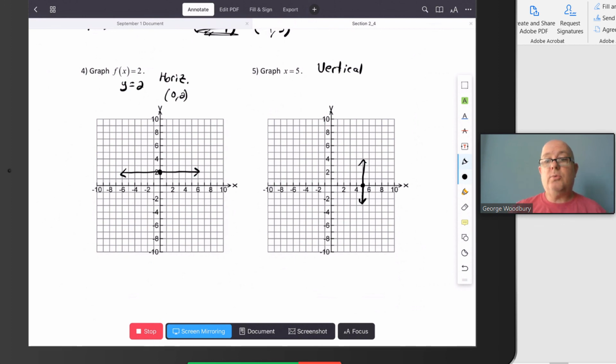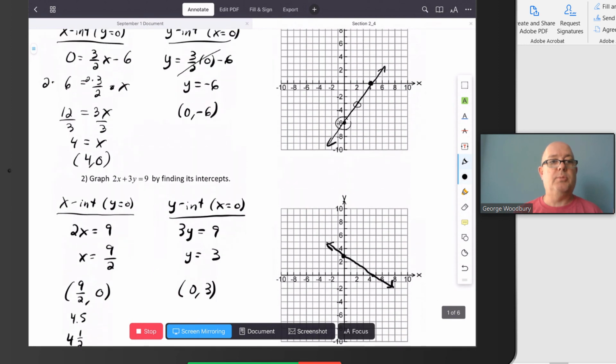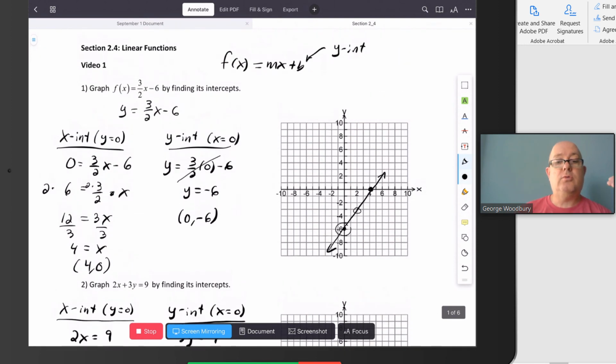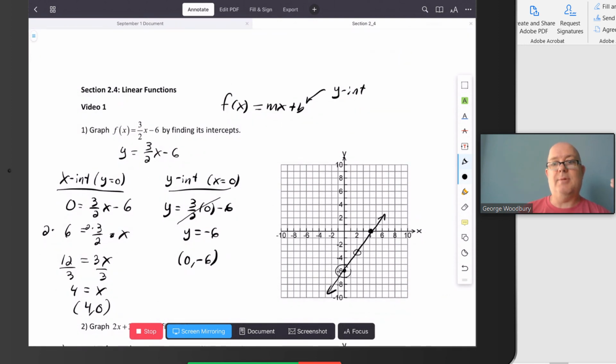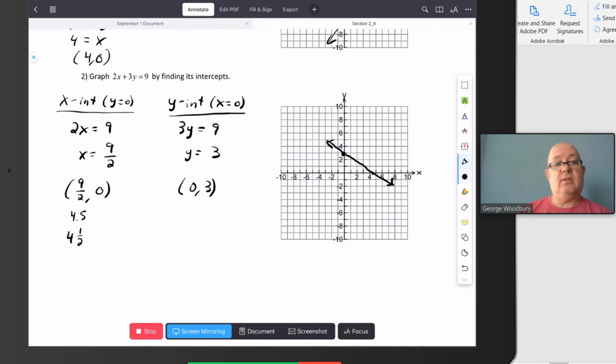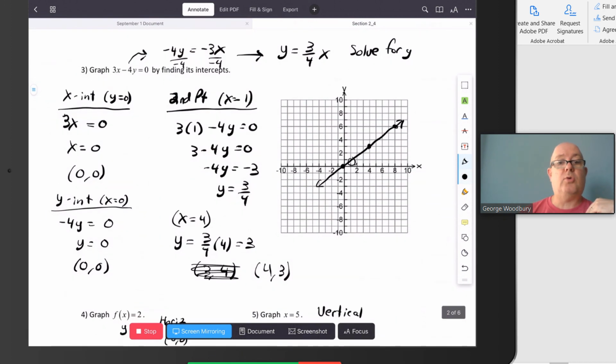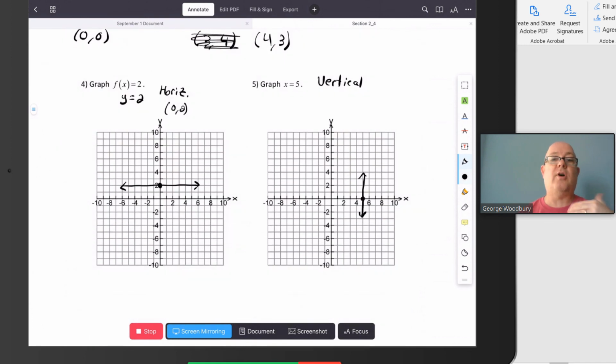All right, so what we went over here, and I'll put that back on the screen in a moment. We went over graphing a linear function that's in mx plus b form by finding its intercepts. We graphed a line in general form, ax plus by equals c, by finding its intercepts. We learned what to do when both intercepts are the origin and how to figure out that you've made a mistake. And then we finish with horizontal and vertical lines.